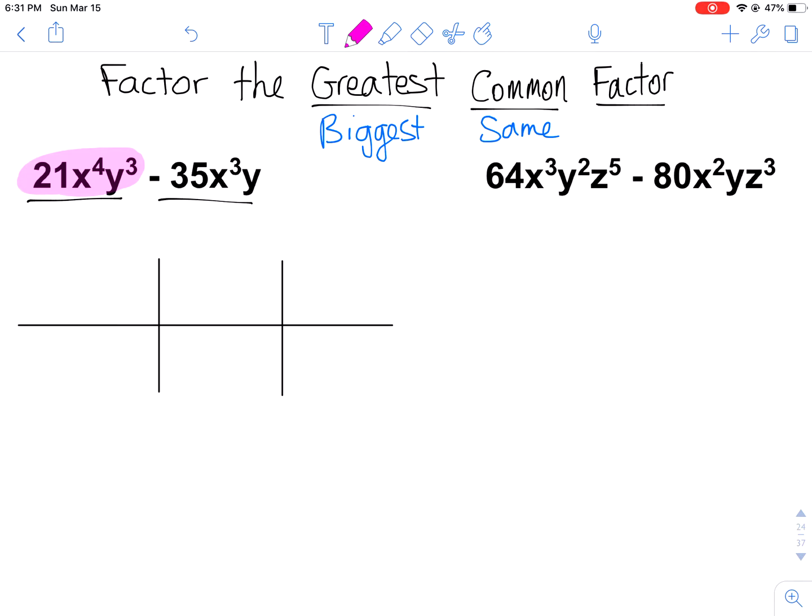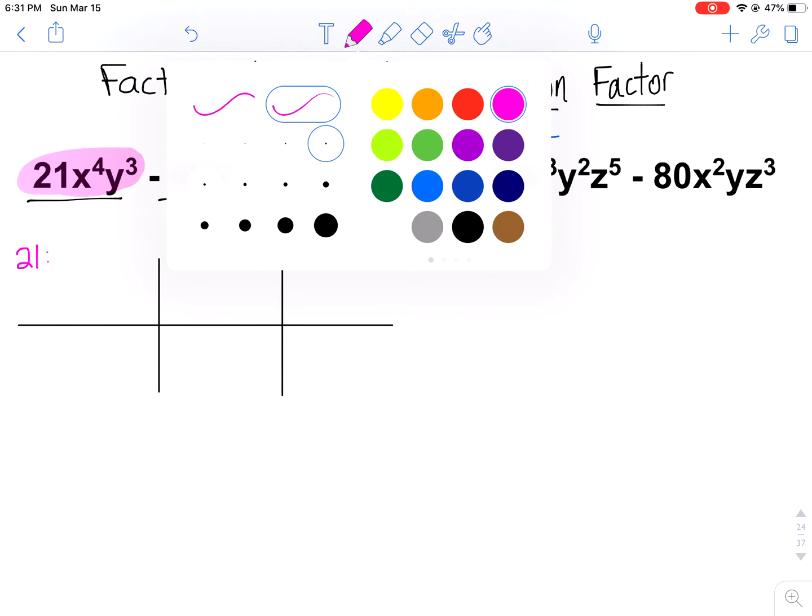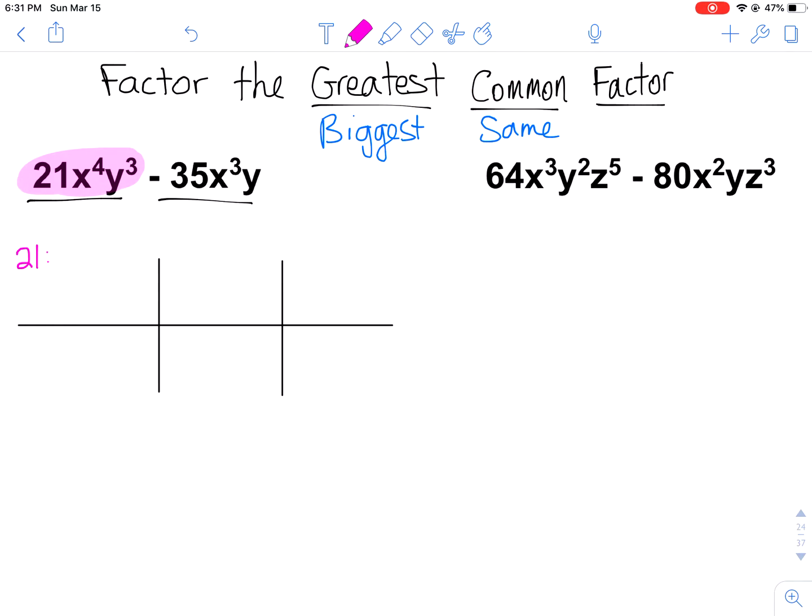First, we need to find the factors of 21. Put up the thickness a little bit. So for 21, the factors are 1 times 21 and 3 times 7. Then we can see there are 4 x's and 3 y's. 1, 2, 3.